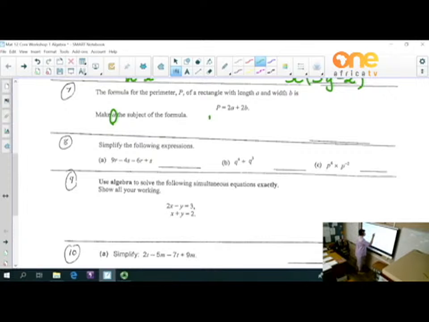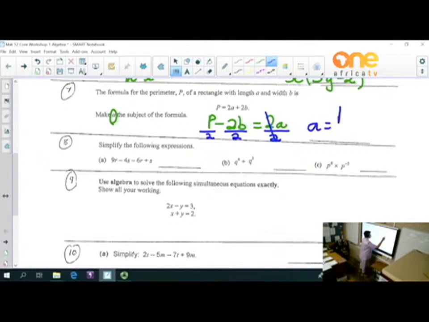So I'm going to say that P minus 2B is equal to 2A, because A must become the subject. And now I'm going to divide with a coefficient, so I'm dividing by 2. It will cancel out here, and here you will divide by 2, divide by 2. So the answer is then A is equal to P over 2 minus B. There's your changing of the formula.